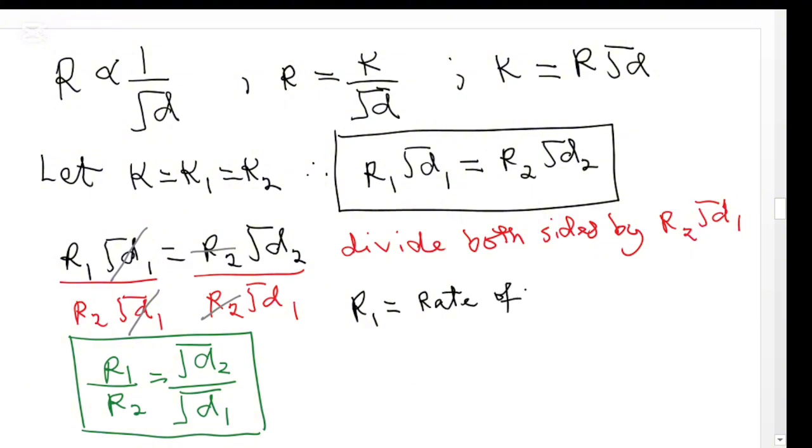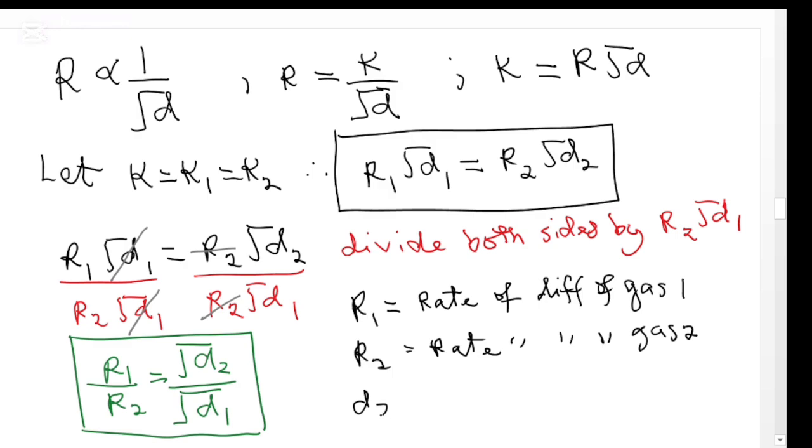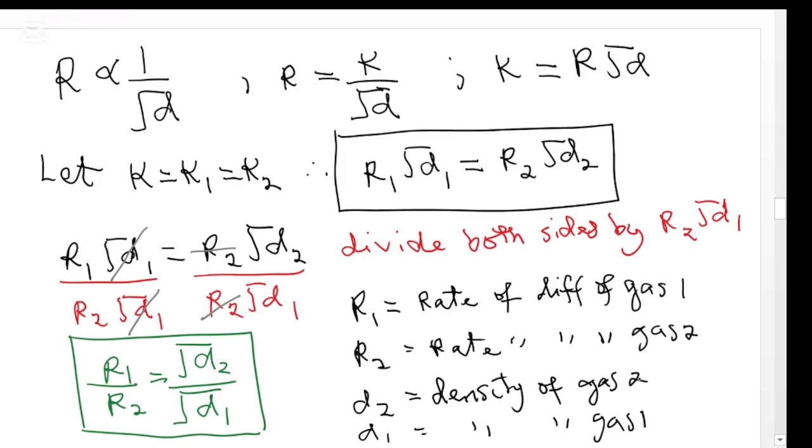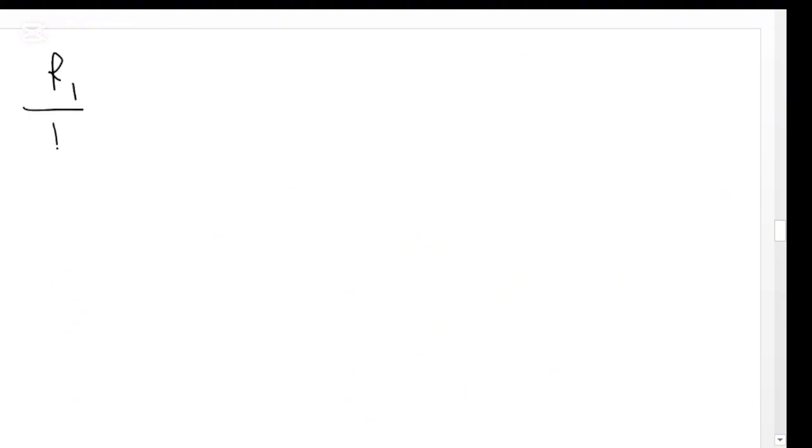R1 is the rate of diffusion of gas 1. Then R2 is the rate of diffusion of gas 2. Then D2 is density of gas 2, and D1 is density of gas 1. You can change D to molar mass. So instead of using D, you can use molar mass. So I can change the formula from R1 over R2 equals square root of D2 over square root of D1. This is the formula itself.